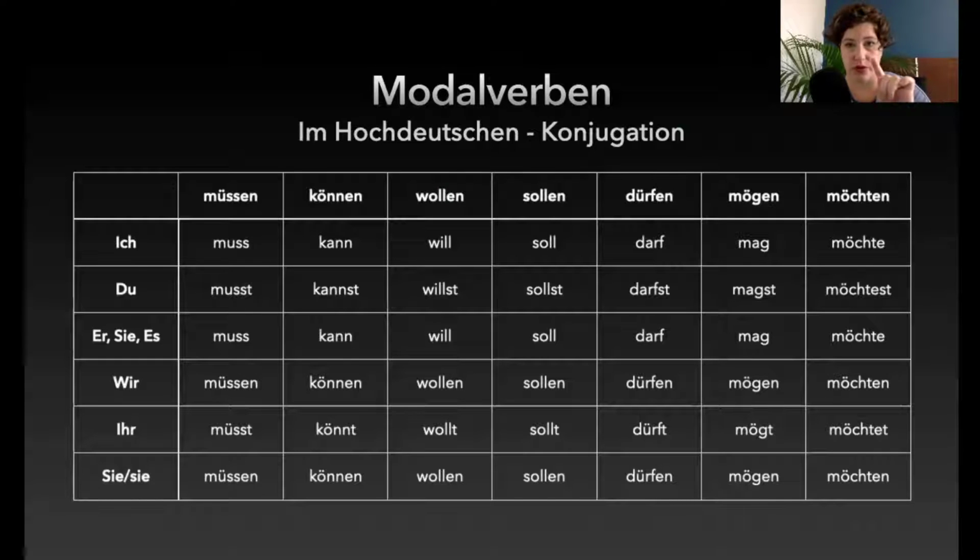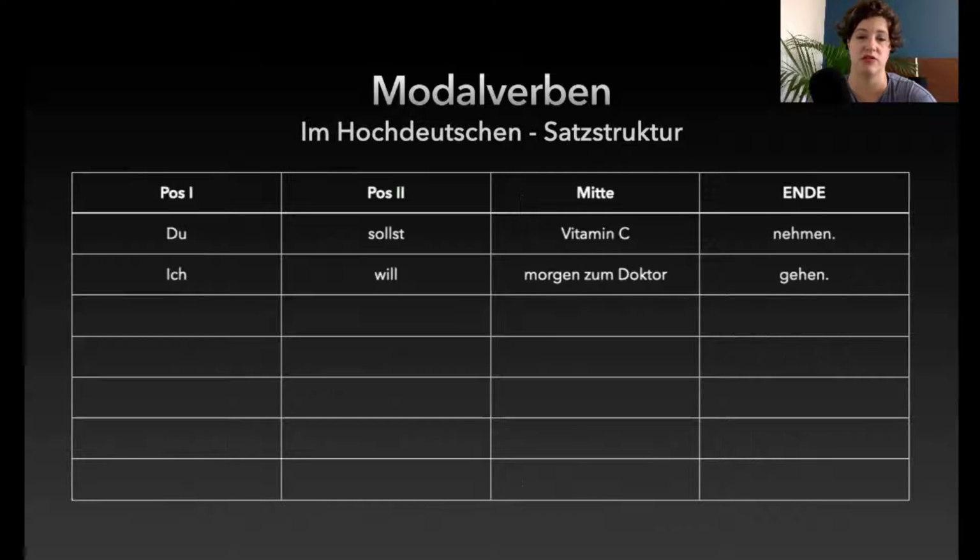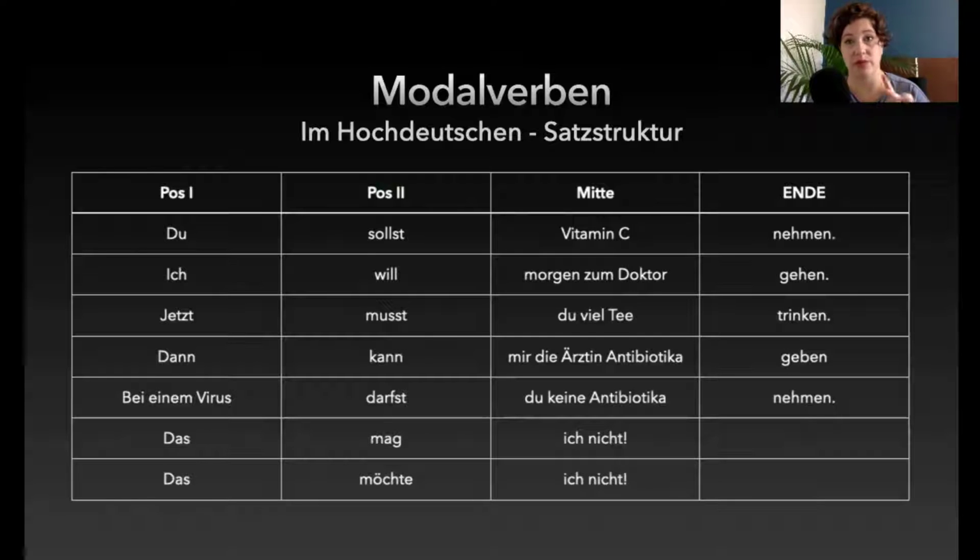Müssen, können, wollen, sollen, dürfen all need a second verb. They do not work without it. Mögen und möchten very often work without a verb at the end. For example, ich möchte einen Kaffee trinken, haben. But you don't say that. You don't have to communicate that because it's pretty clear what you want.